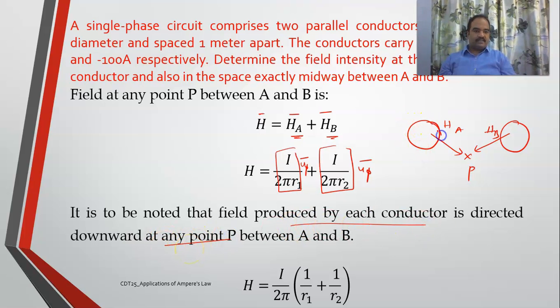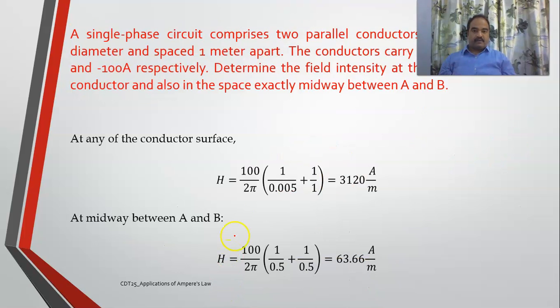This also will be in this fashion, and this also will be in this fashion, because the currents are 100 and minus 100. So both will be acting in the same direction. Between these two, it will be directed downwards, it will be directed downwards. So I will directly add these two terms, taking I by 2 pi as common: I by 2 pi, 1 by R1 plus 1 by R2. At any of the conductor surface, this is 100 by 2 pi.